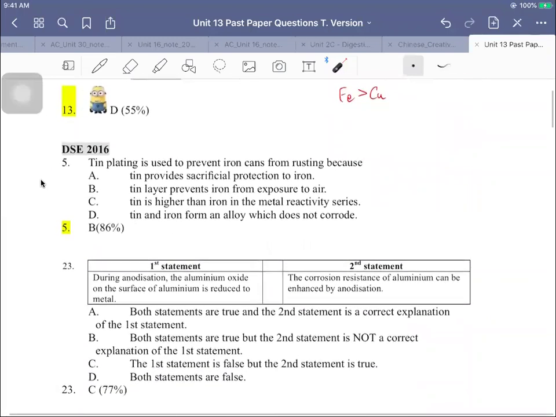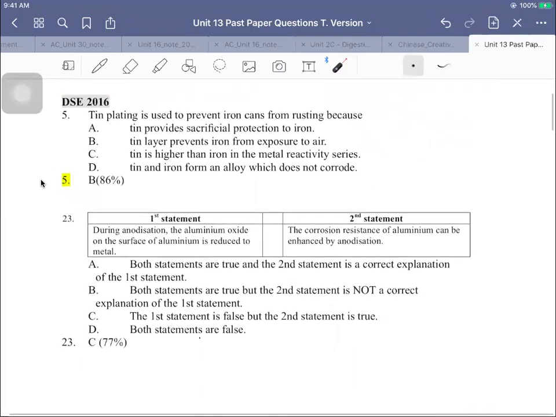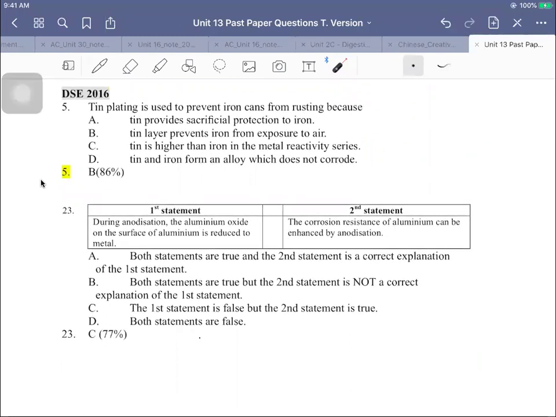Okay, and next one. Okay, so 23. There are two statements, so we need to look at the first one first. During anodization, the aluminium oxide on the surface of aluminium is reduced to metal. Okay, so remember the purpose of anodization is to thicken the aluminium oxide layer on the surface. So the process is actually turning aluminium into aluminium oxide, not the other way around. So the first statement is wrong.